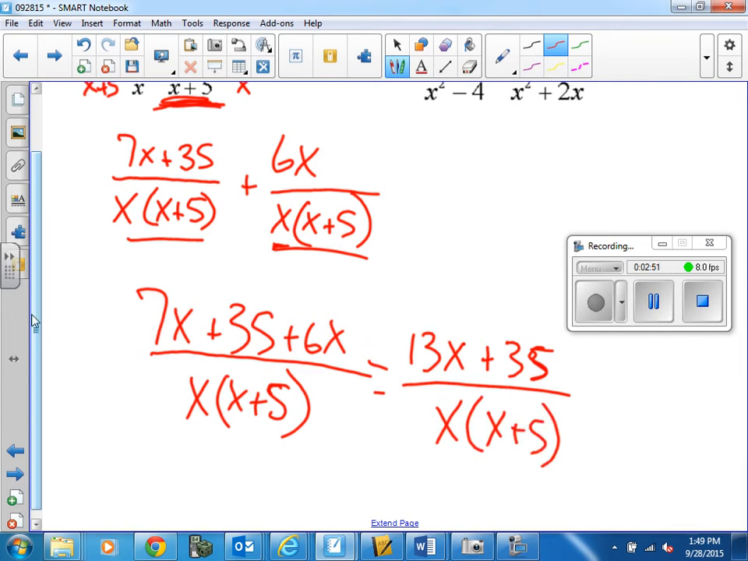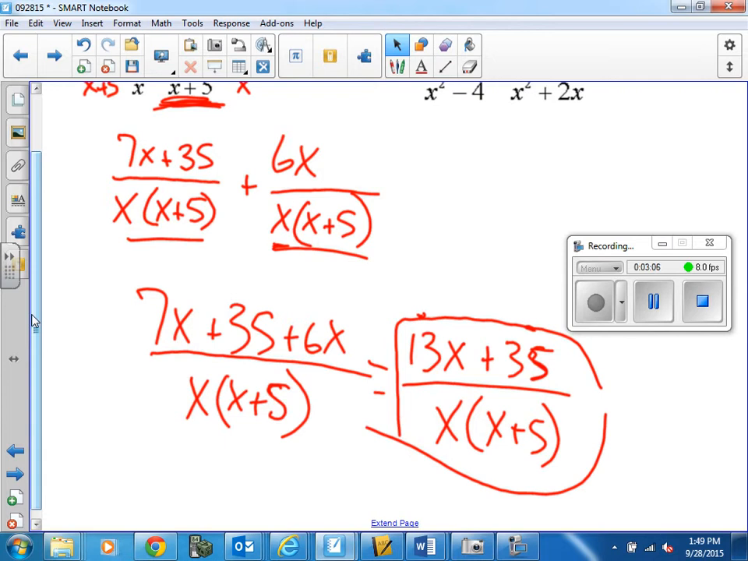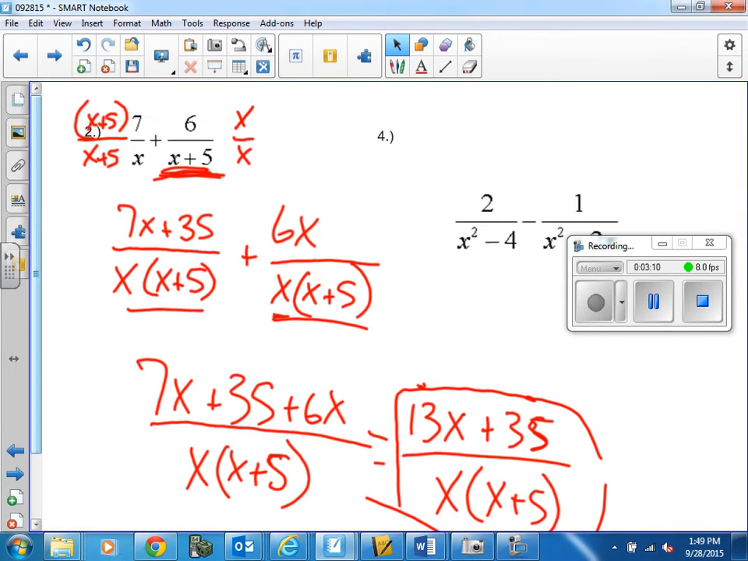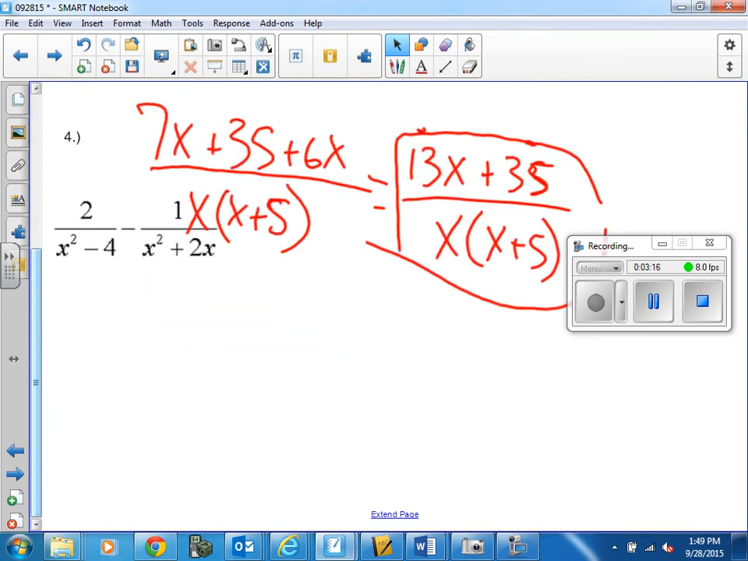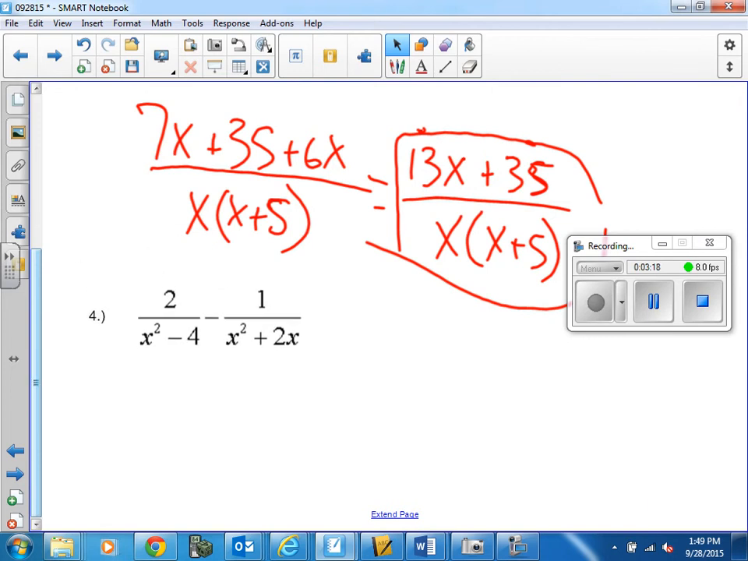Might look tempting, like there's something you can factor out, but really 13 and 35 have no common factors. They don't both have an x, so that is as simplified as you are going to get right there. So that is number 2. So let's go to number 4. I'm going to move this down and go over this number 4.